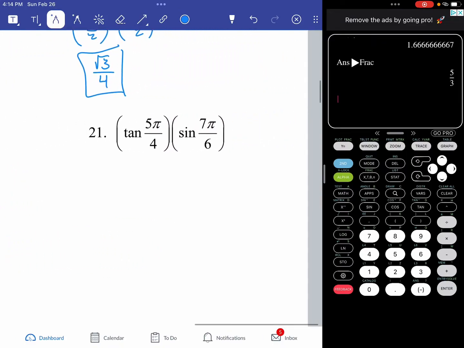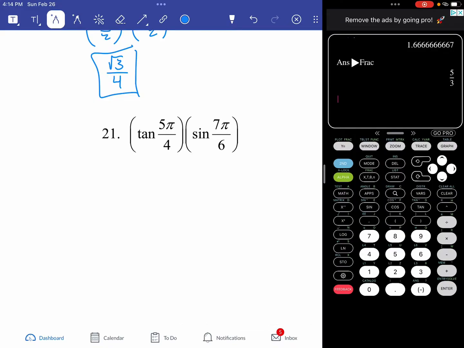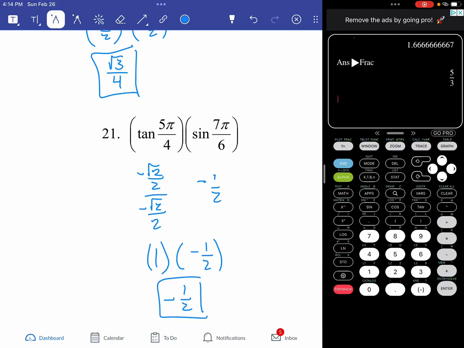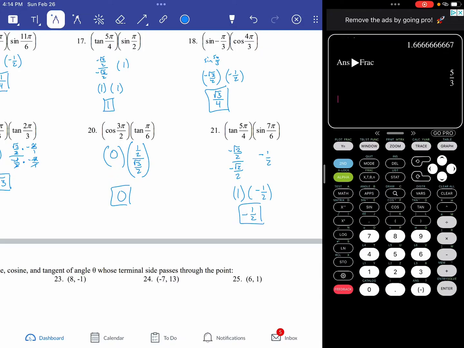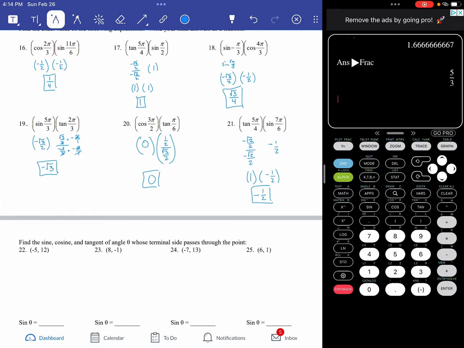All right, tangent of 5 pi over 4. Look at our unit circle. We find that it is negative root 2 over 2 divided by negative root 2 over 2, which is just positive 1. And 7 pi over 6 is going to be the sine, which is the y term, which is negative 1/2. So we're multiplying 1 times negative 1/2, which gives us negative 1/2. That's it. All those answers can basically be found with the unit circle and then some basic multiplication.